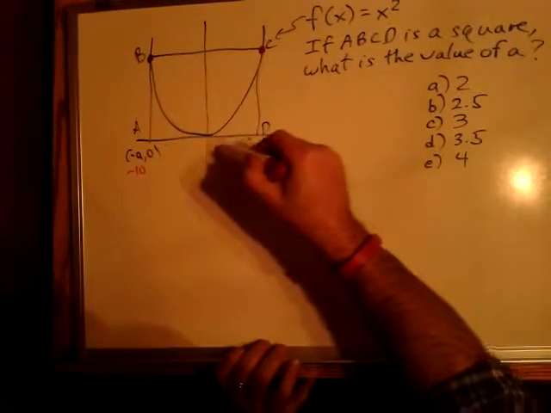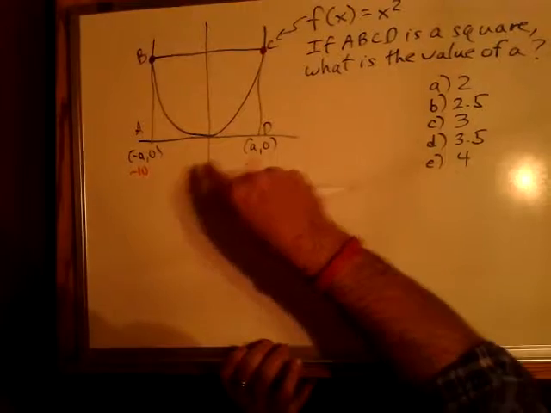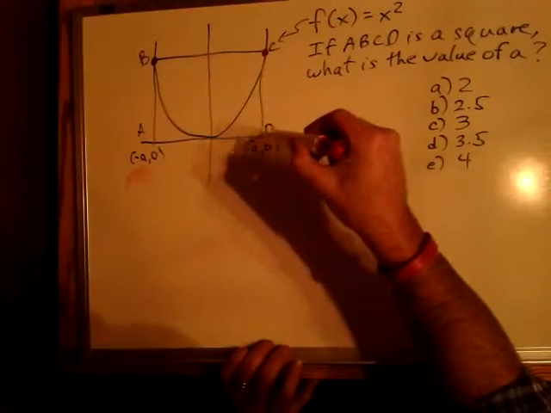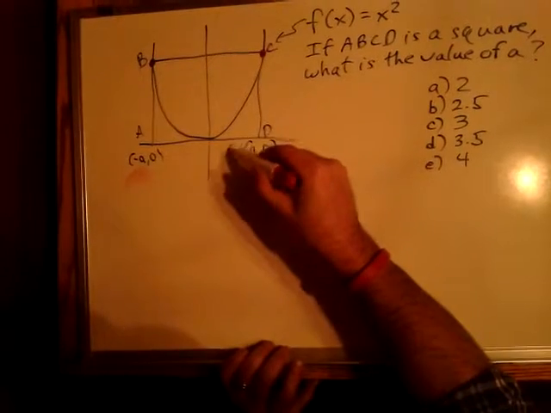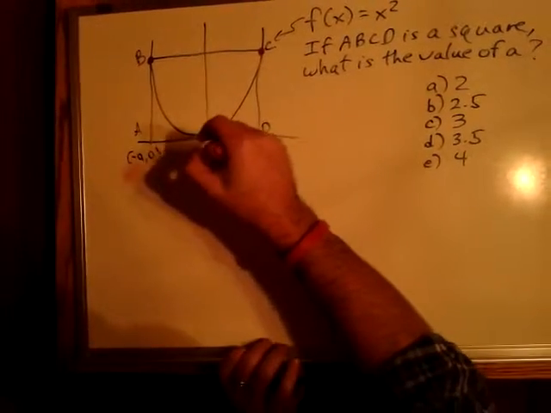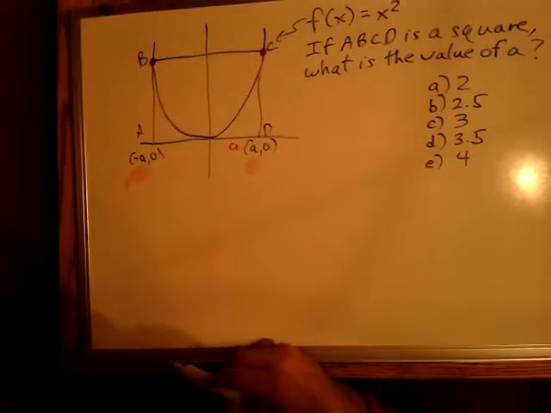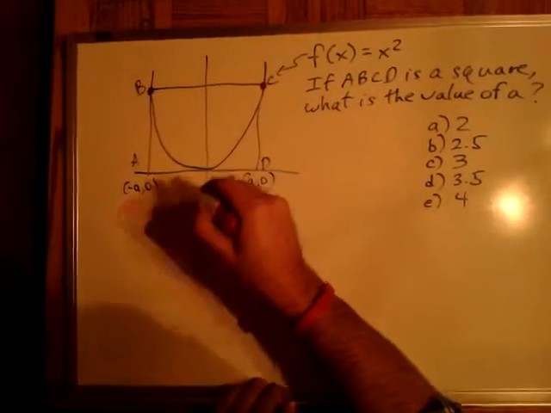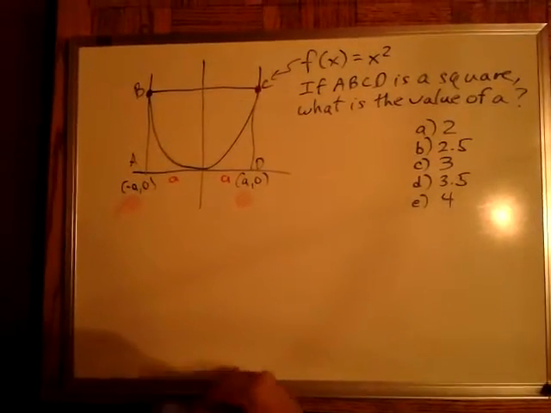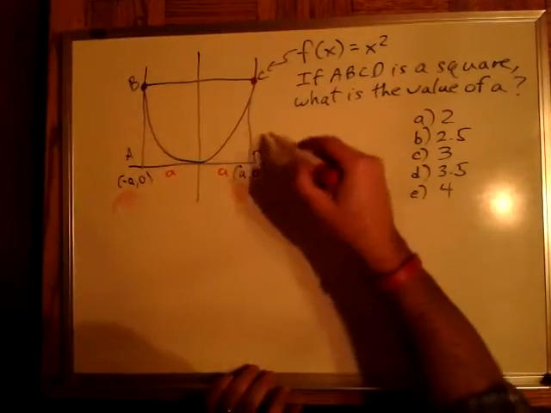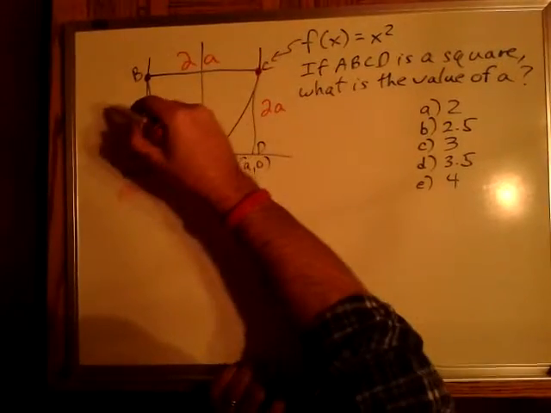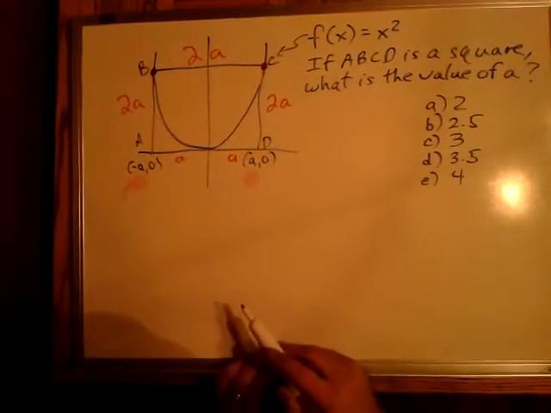The distance from 0, 0 to A, 0 is simply A. And the distance from negative A, 0 to 0, 0, remember distance is always positive, is A, which just makes the side of the square 2A. Right? A plus A is just 2A. That means this is 2A, this is 2A, and this is 2A.